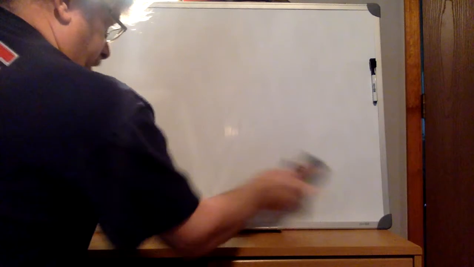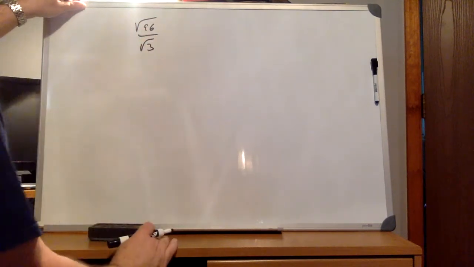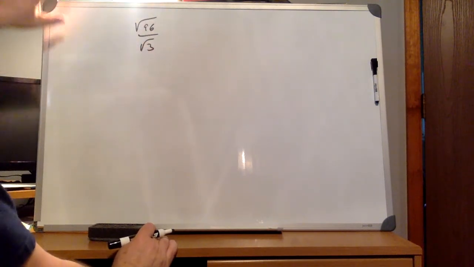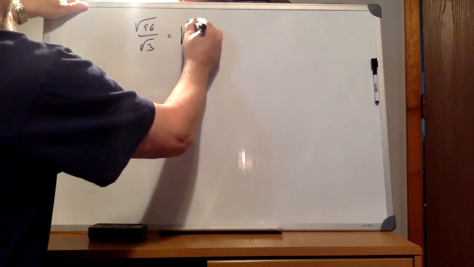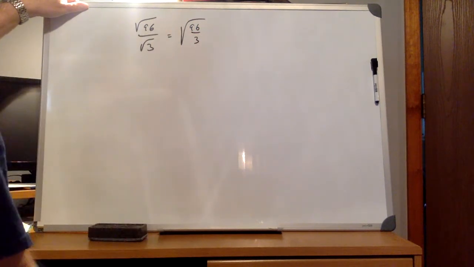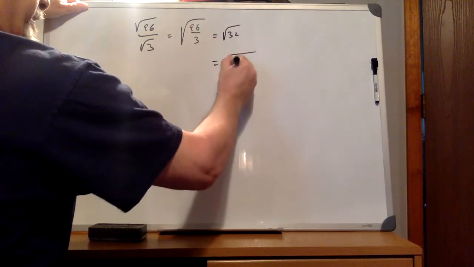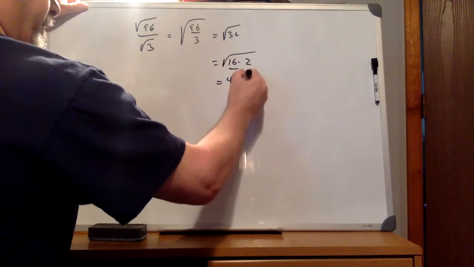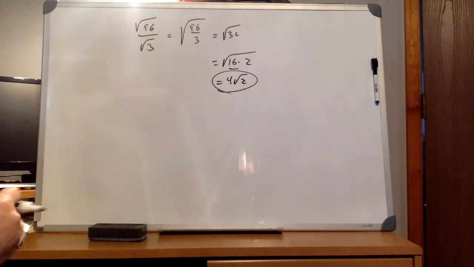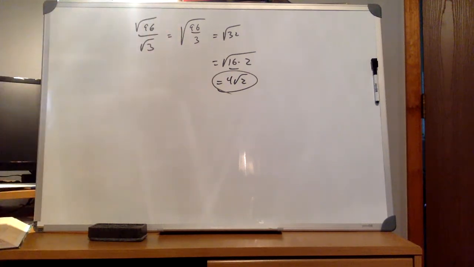I do want to do one more type, so let's quickly do this one. The square root of 96 over the square root of 3. Now, I could rationalize this right away by multiplying by a square root of 3, but if I can do this division, 96 divided by 3, I could do that right away. And 96 divided by 3 is just 32. That is the square root of 16 times 2, which becomes 4 root 2. So you can use our quotient property here backwards too.